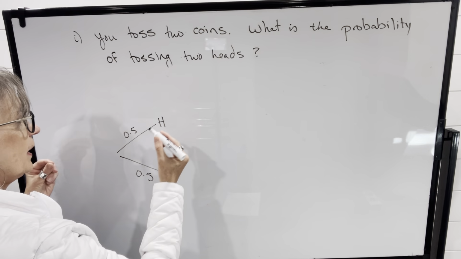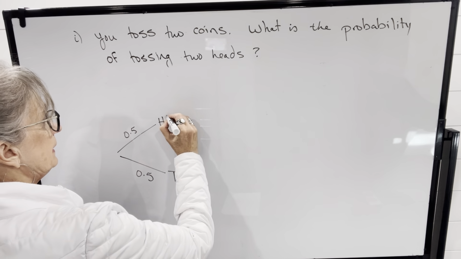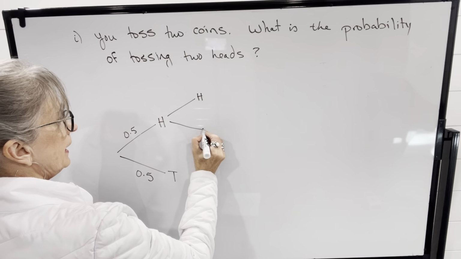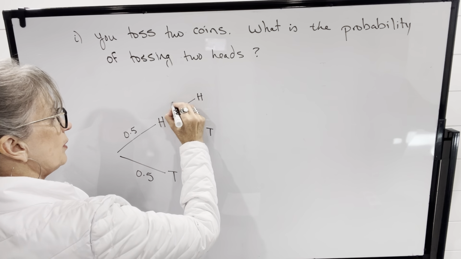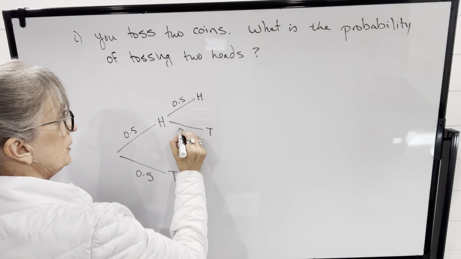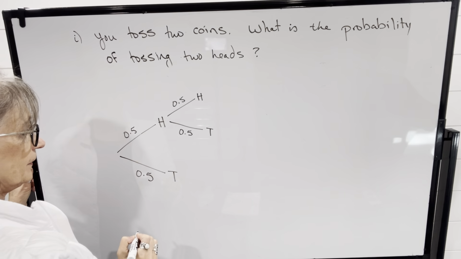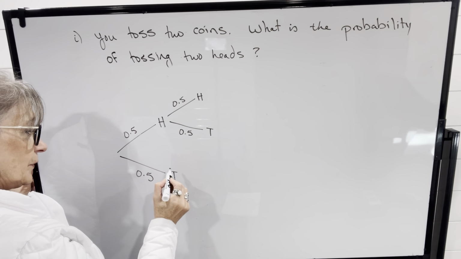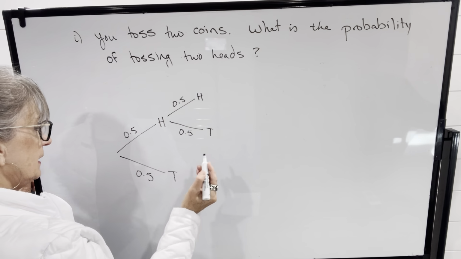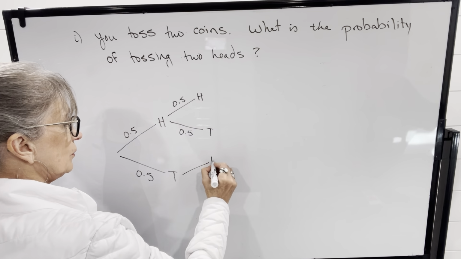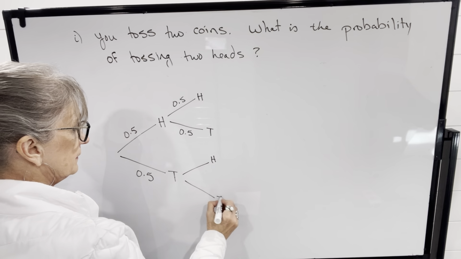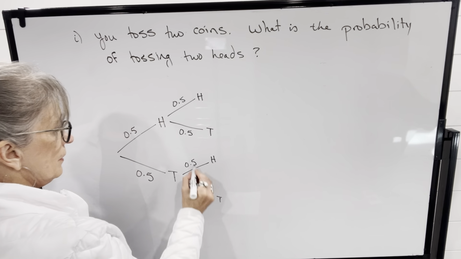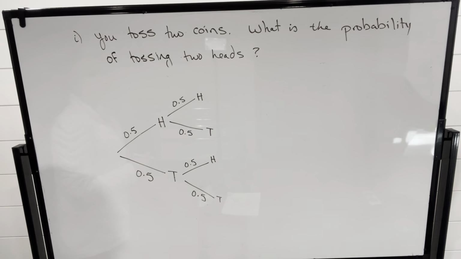Then you have a second coin you flip. The two possible outcomes are a head or a tail. Again, the probability of a head is 0.5, probability of a tail is 0.5. If the first coin toss is a tail, again, there's two options for the second coin, a head or a tail. Again, 0.5 and 0.5 are the respective probabilities.